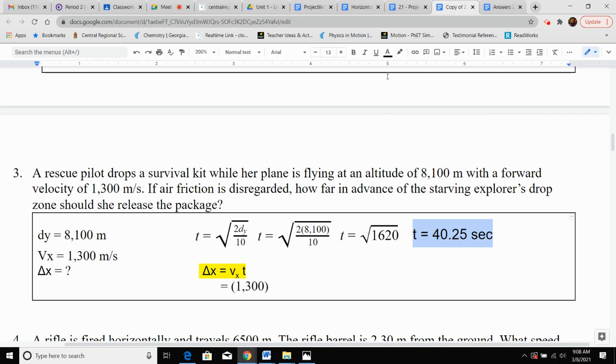So again, I needed to find time in this aspect here first, and then I can use it to solve my final actual piece here. So it would be 1,300 times 40.25. And that in the calculator kicks out an answer of 52,325. And that will be meters.